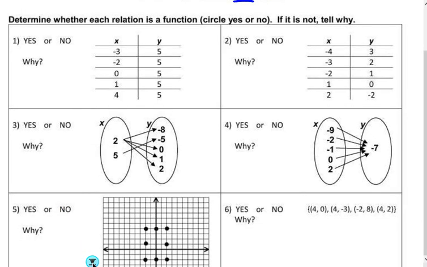Remember, our goal for determining if something is or is not a function is that we're looking for repeating inputs or repeating x values. So we're going to look at our x values. I have -3, -2, 0, 1, and 4. None of those numbers are repeating, so yes, this is a function. Remember, if we look at our y values, we do see that the 5s are all repeating, but that is a-okay.